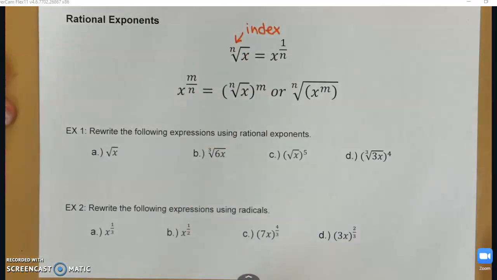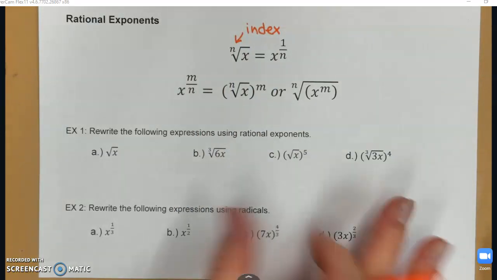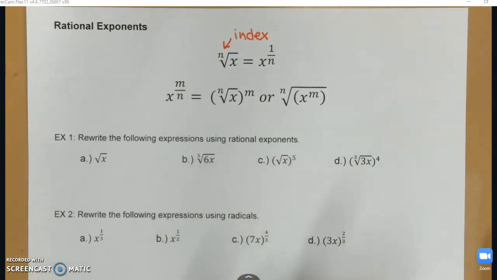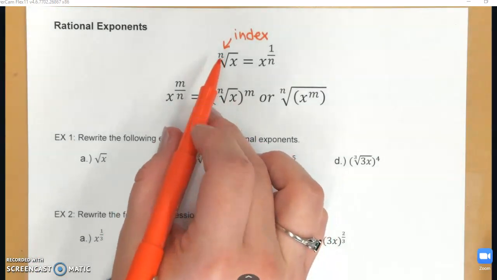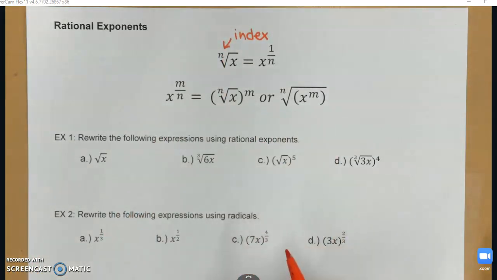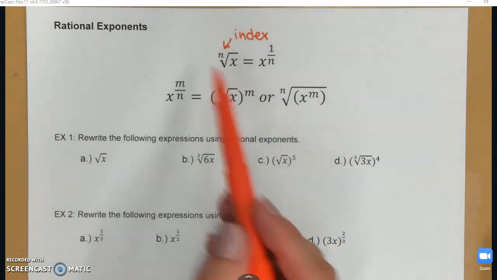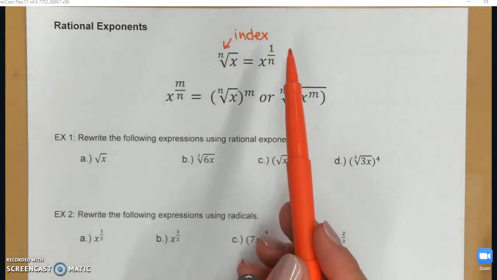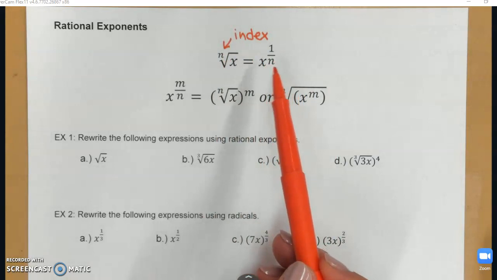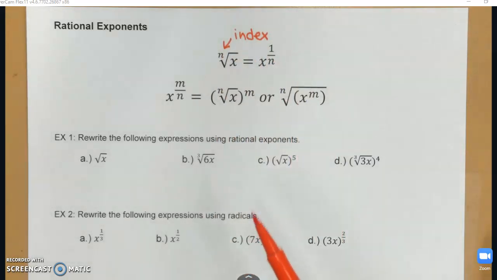And you actually do know what this is. When we have no index written, we assume it's a square root, which means our index is 2. When we have a cube root, the 3 would be out there, and that would also be our index. Our index would be 3. So if we ever have a radical, we can write that exponent as 1 over my index. That means the same thing. And we're going to see what that looks like down below in a moment.